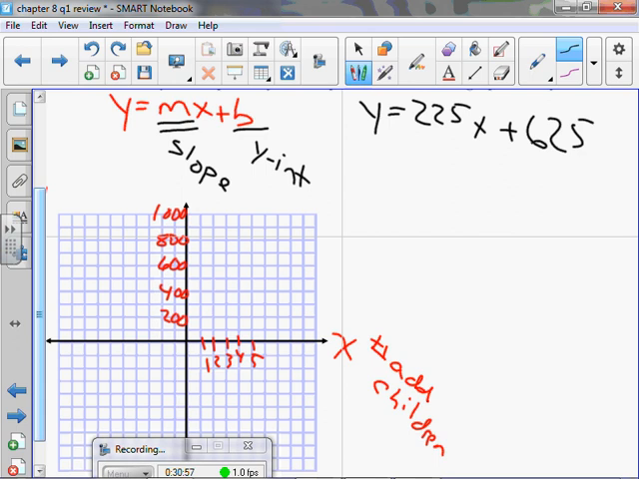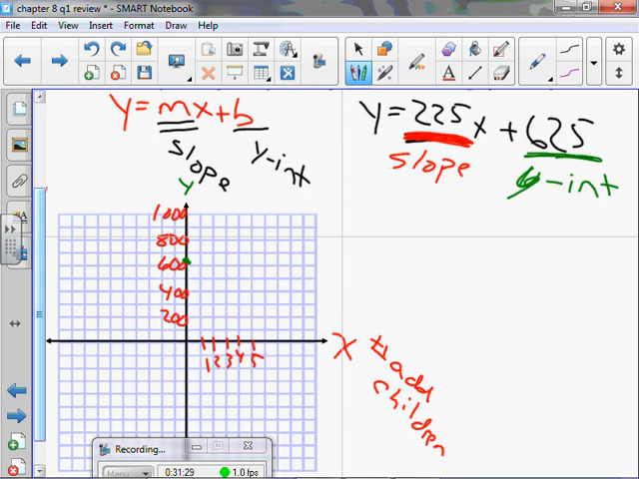Well, here's what that means. Let me use some color. This is my slope, 225. And this is my y-intercept, 625. Well, I just go to my y-intercept, and that's where it crosses the y-axis. The y-axis is here. So I go up to 625, right about there.